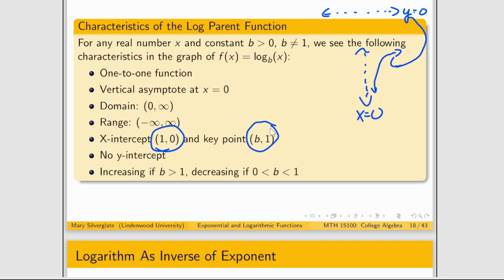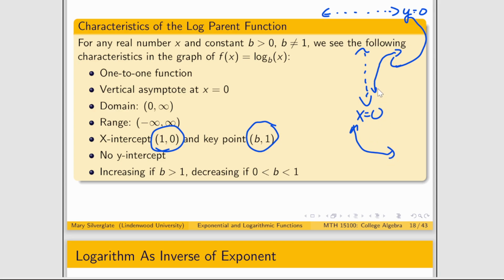If the base is greater than 1, the graph exists on the positive x side. There is no y-intercept because I'm never allowed to equal 0 for x, so I can't plug in x equals 0 and get a y-intercept. Not allowed, unless you've shifted your log function left or right. And it's going to look like this, increasing as long as the base is bigger than 1.